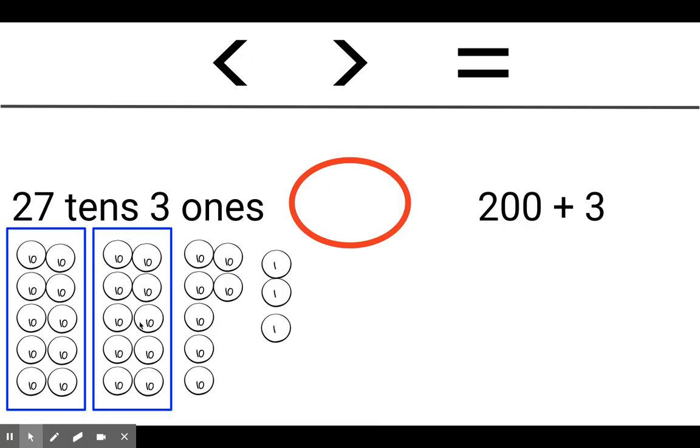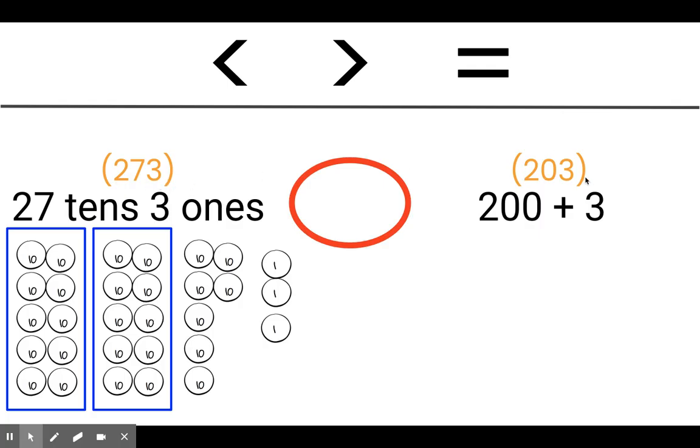100, 200, 273. 27 tens, 3 ones is 273. 200 plus 3, I know in my head, is 203. Now I can compare these two numbers a little bit easier.